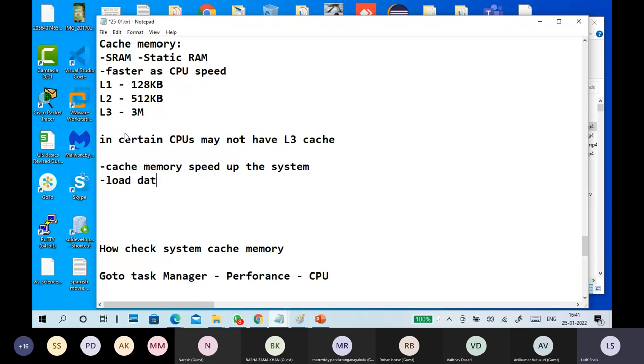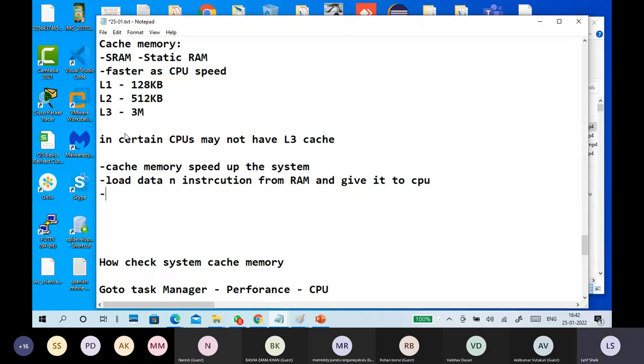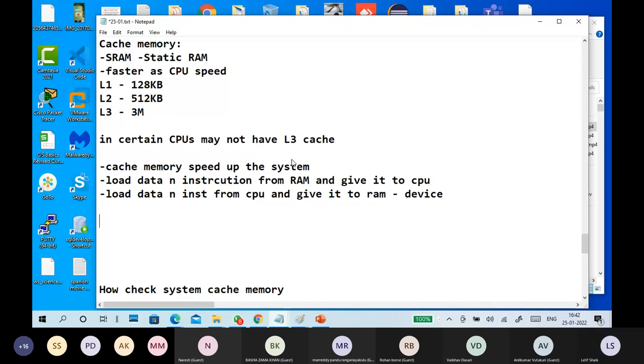Load data and instructions from RAM and give it to the CPU. And I'll say it loads data and instructions from the CPU and gives it to RAM. Okay, RAM to devices, through the I/O controller, so it will go to the devices. So like that it is.